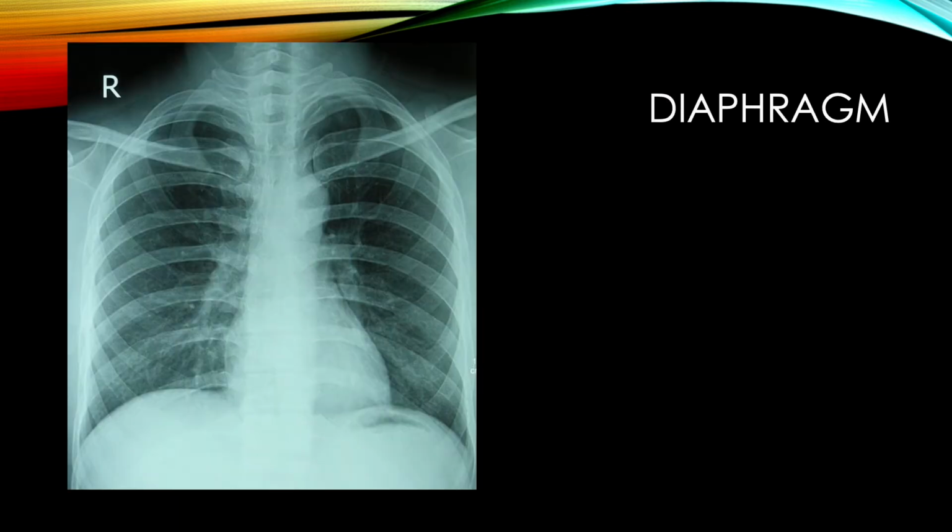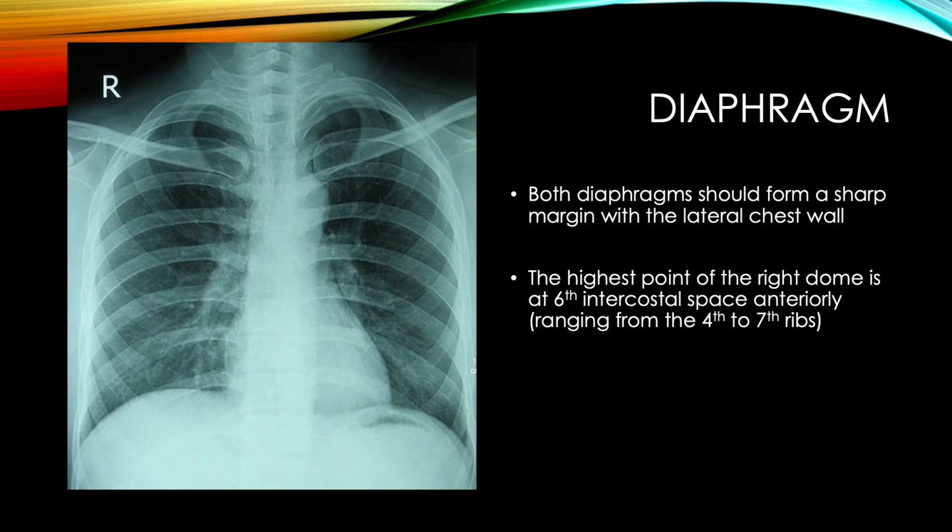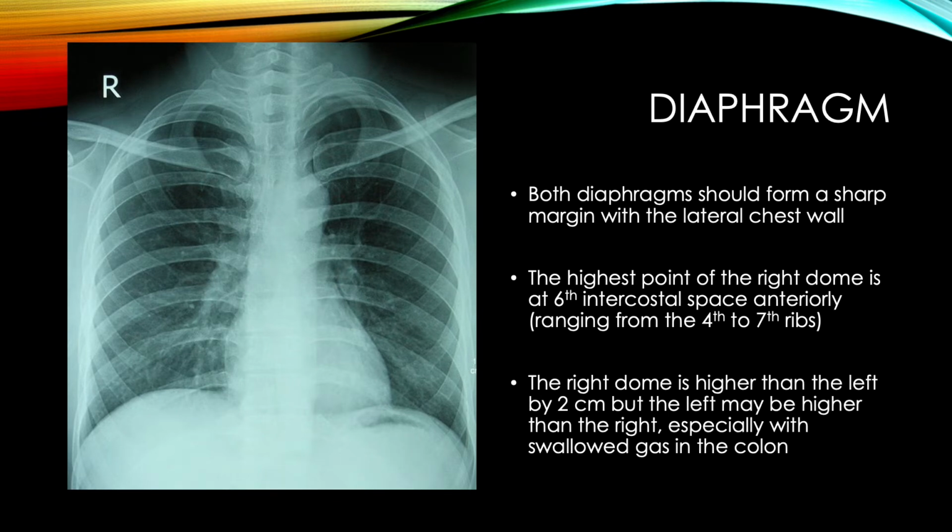D. Diaphragm. The outline of the diaphragm should be clear and smooth. Both diaphragms should form a sharp margin with the lateral chest wall. The highest point of the right dome is at the 6th intercostal space anteriorly, ranging from the 4th to 7th ribs. The right dome is higher than the left by 2 cm, but the left may be higher than the right, especially with swallowed gas in the colon.